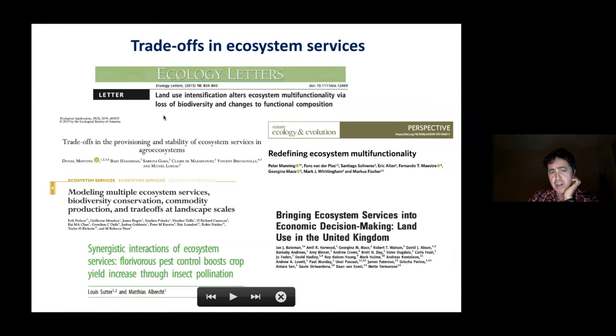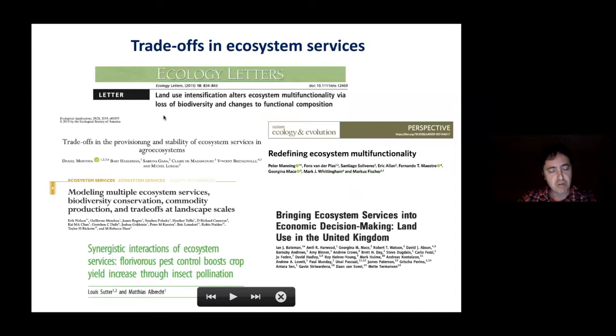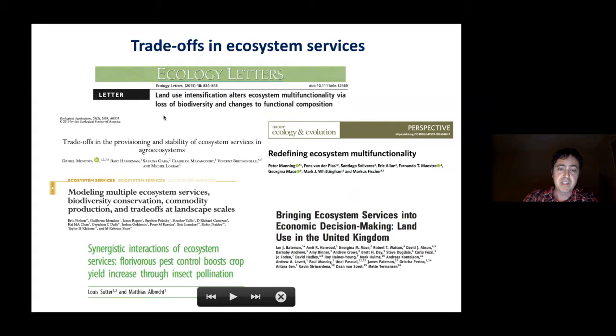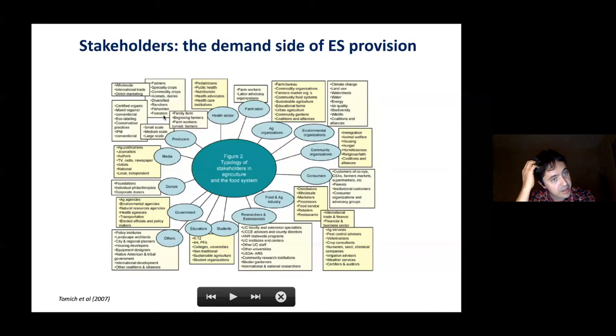We know that all ecosystems around the world, including agricultural systems, provide multiple ecosystem functions and ecosystem services, and this has been reported repeatedly in the scientific literature, both by empirical studies and also theoretical studies that capture those trade-offs. So if we want to manage agricultural systems for multiple services, we need to consider the existence of these trade-offs. A second important element is the presence of multiple stakeholders.